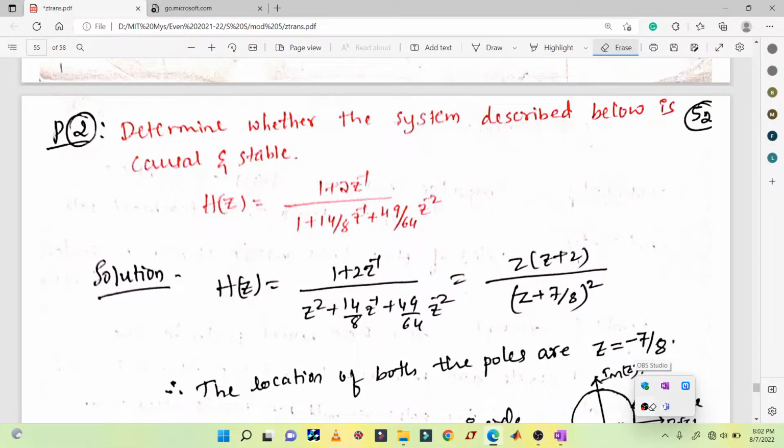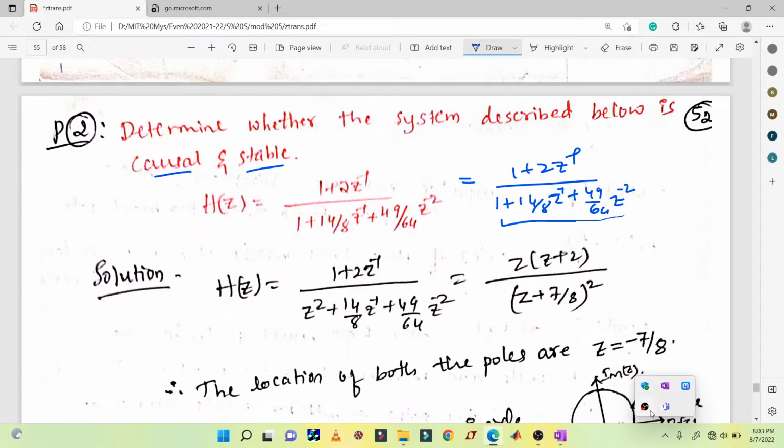In this problem, it is asked to determine whether the system described below is causal and stable. Again, we need to check whether the system is both causal and stable. So given is (1 + 2z^-1) divided by (1 + 14/8 z^-1 + 49/64 z^-2).